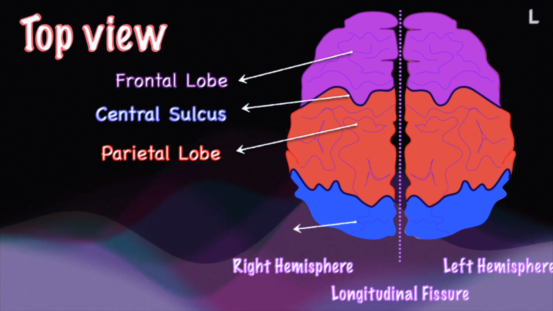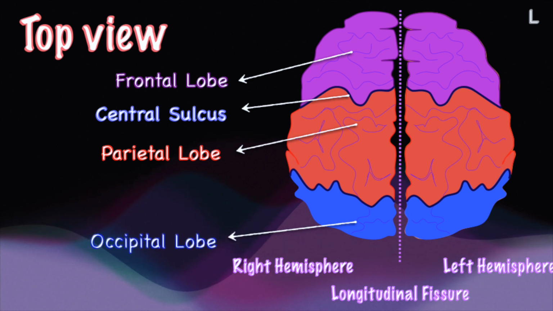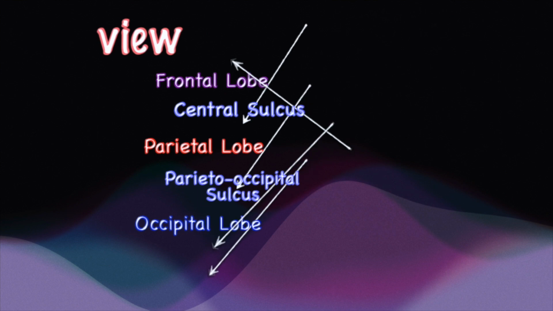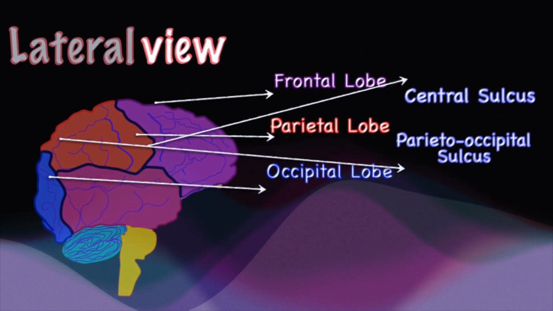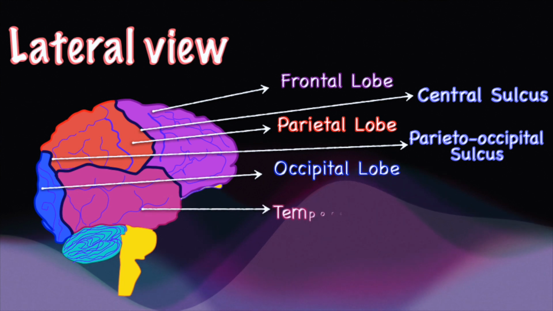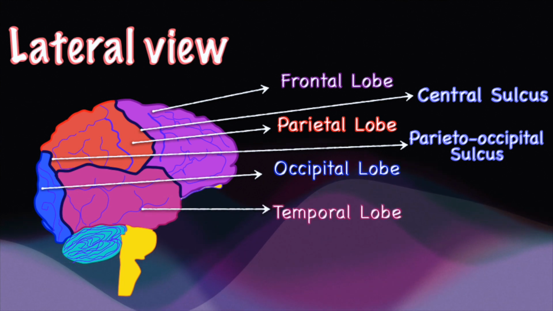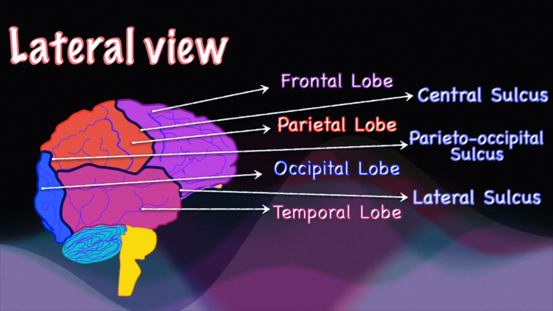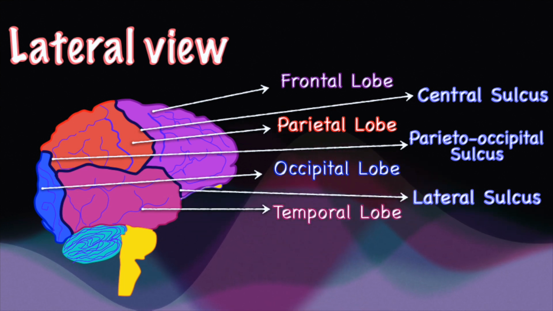Now the most posterior lobe of the brain is called the occipital lobe, and it is divided from the parietal lobe by the parieto-occipital sulcus. There is one more lobe of the brain which you do not see in this view, but it can be seen from the side or lateral view. It is called the temporal lobe. It is separated from the frontal and parietal lobes via the lateral sulcus. The anatomical differentiation between the occipital lobe and temporal lobe is an imaginary line.